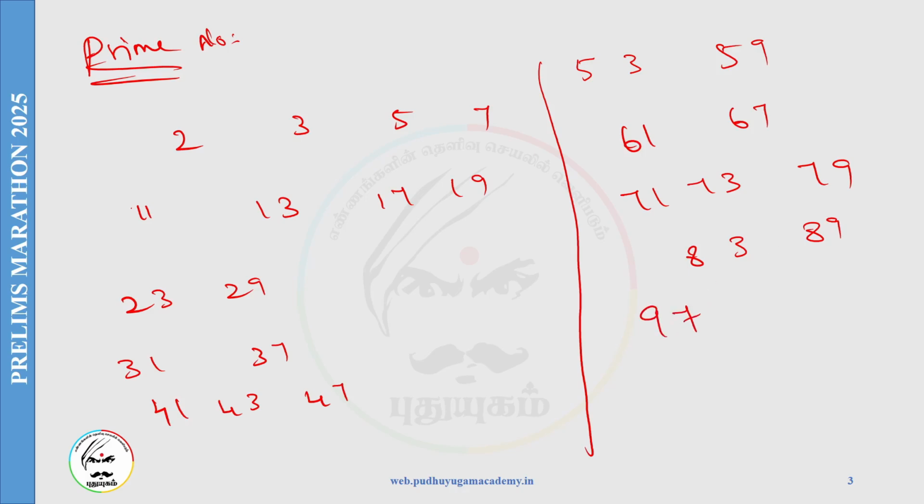Right. In total there are 25 prime numbers from 1 to 100. They are 2, 3, 5, 7, 11, 13, 17, 19, 23, 29, 31, 37, 41, 43, 47, 53, 59, 61, 67, 71, 73, 79, 83, 89 and 97.